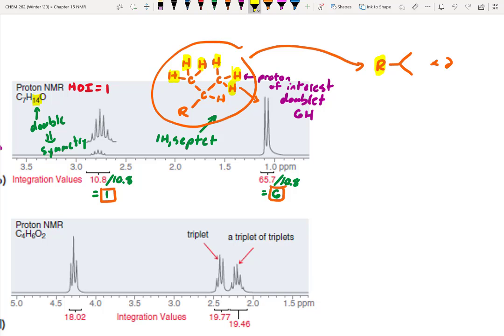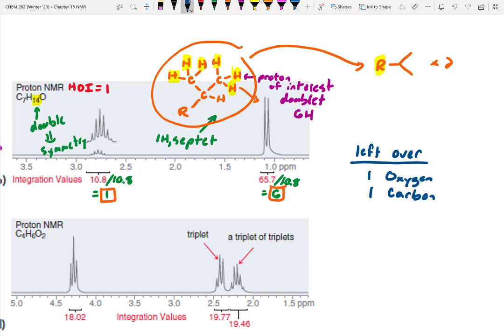What are we missing too? What's left over? Okay, so left over, we have one oxygen left over. Let me spread this out. What else am I missing? One carbon.